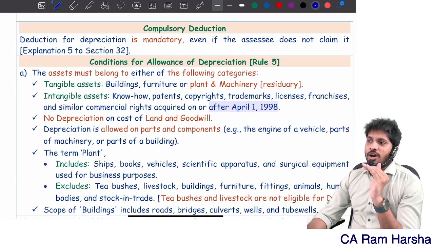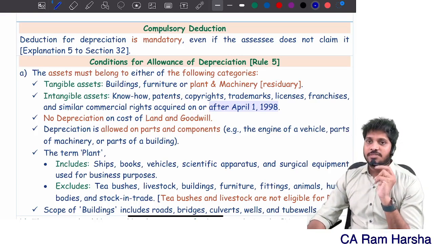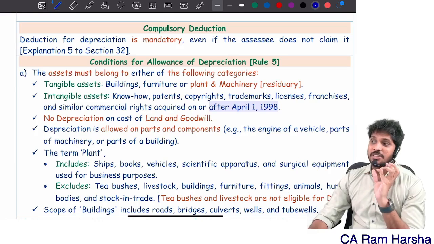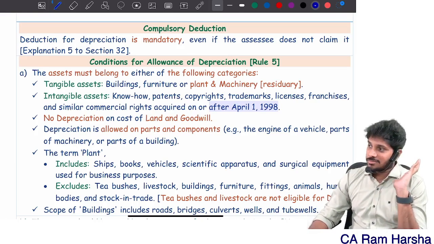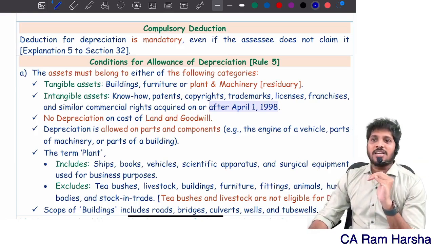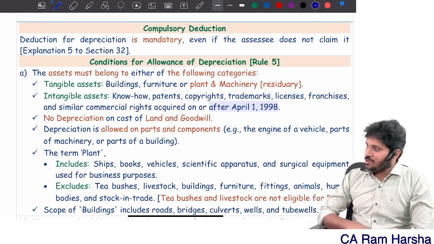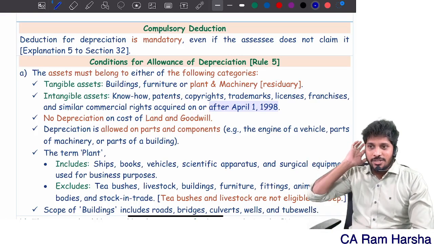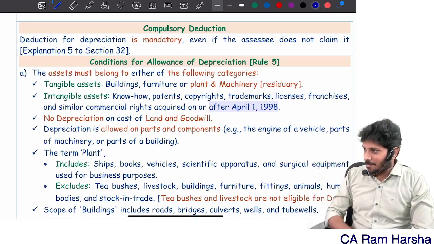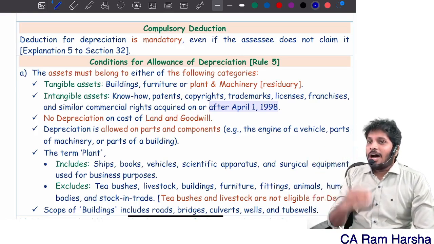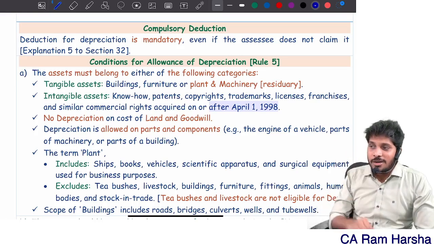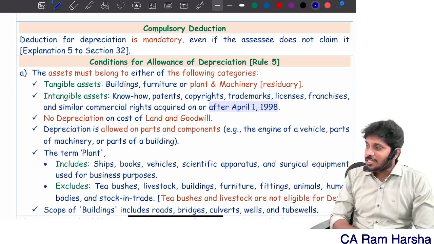Now, in order to understand depreciation under income tax, first let us understand how depreciation works in accounting. Normally in our generally accepted accounting principles, in books of accounts, you might have already solved some problems on depreciation, right? It's not new. How do we calculate depreciation normally?